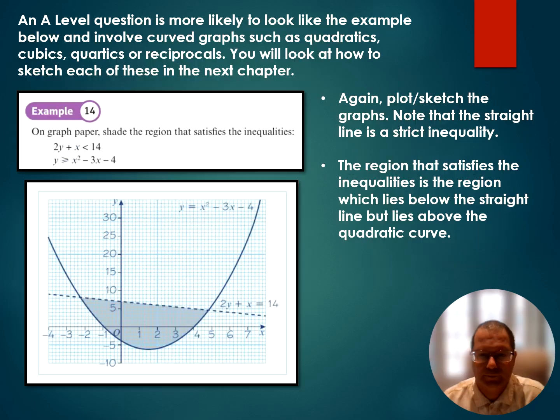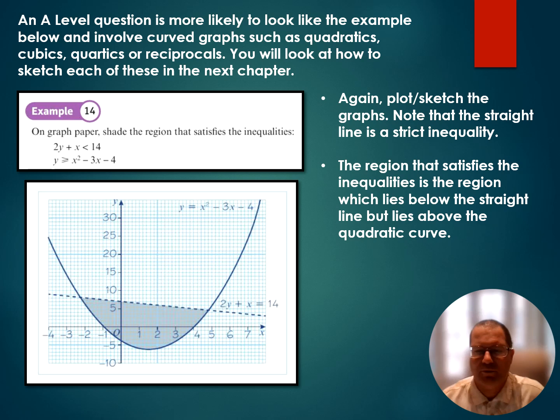An A-level question, on the other hand, is more likely to look like the example here and involve curve graphs such as quadratics, cubics, quartics, or reciprocals, which you learn how to sketch in the next chapter. So the question asks us to shade the region that satisfies the inequalities 2y plus x is less than 14, which is a strict inequality, and y is greater or equal to x squared minus 3x minus 4. So we have a linear and a quadratic. The linear is strict and the quadratic is not strict.